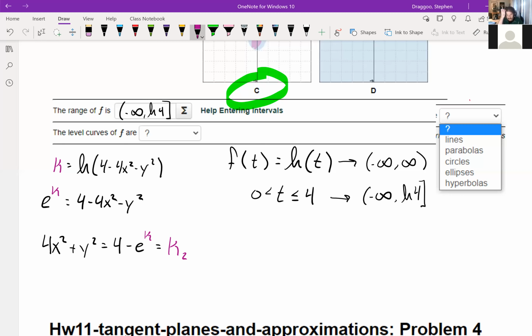That last step isn't totally necessary, but the idea here is that if I'm looking at a level curve, k is just some fixed number. So 4 minus e to the k is, either way, just a constant number, meaning I'm looking at 4x squared plus y squared equals a constant, which is the equation of an ellipse. My choices were lines, parabolas, circles, ellipses, or hyperbolas, whichever one of those is correct.